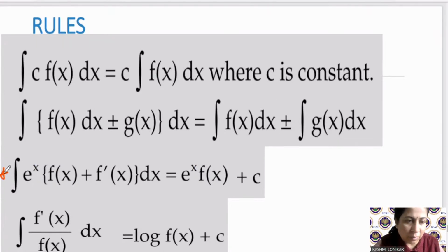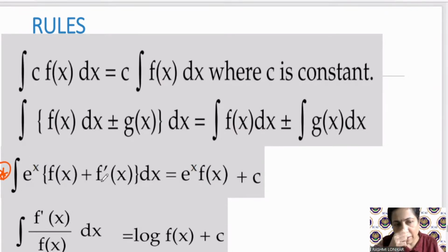This can be asked as a theory question: the integral of e raised to x times (f(x) plus f'(x)). Suppose I have an exponential function multiplied by the function plus its derivative, then it is equal to e raised to x times f(x).